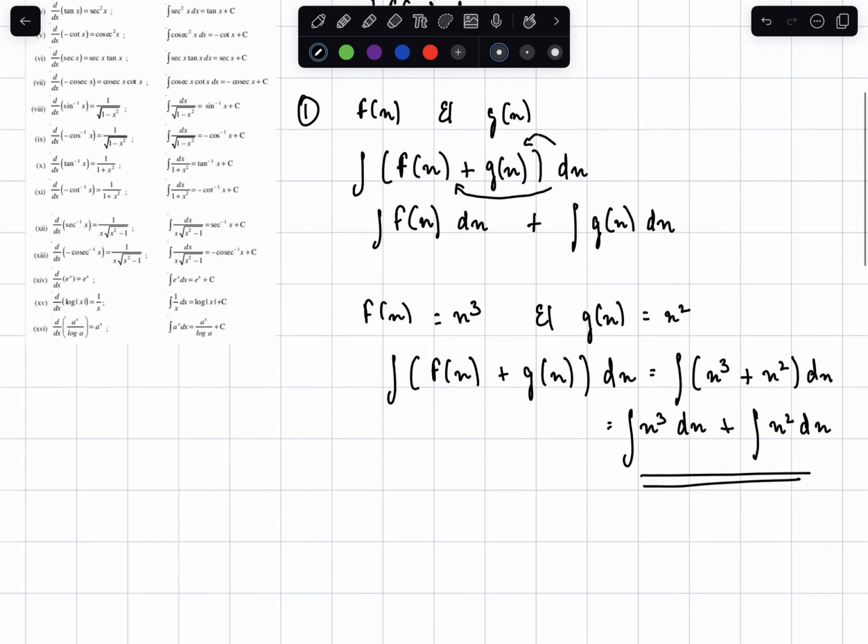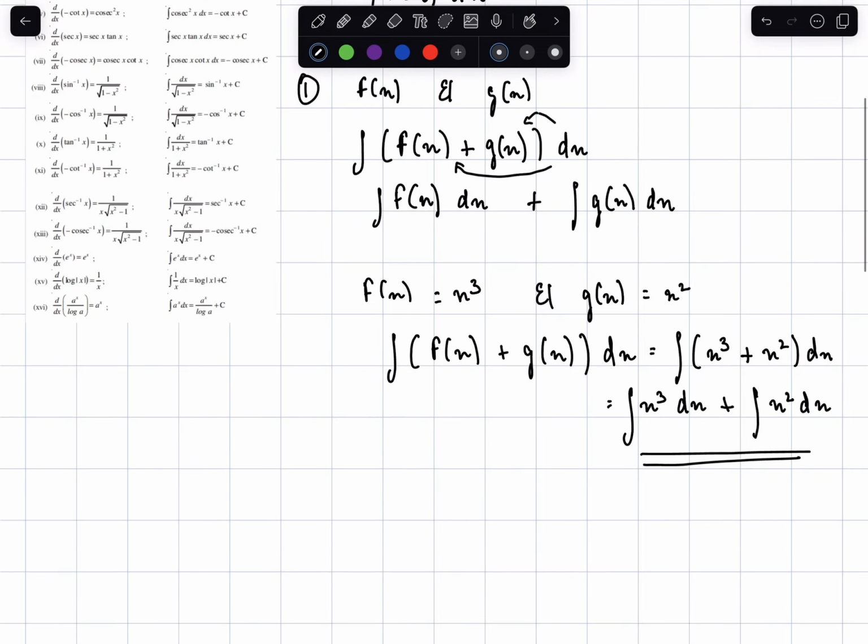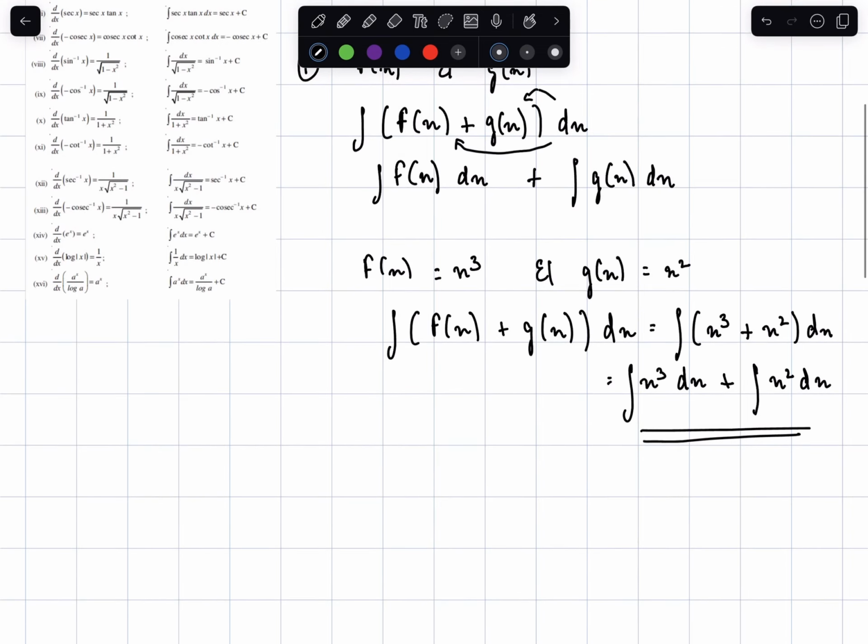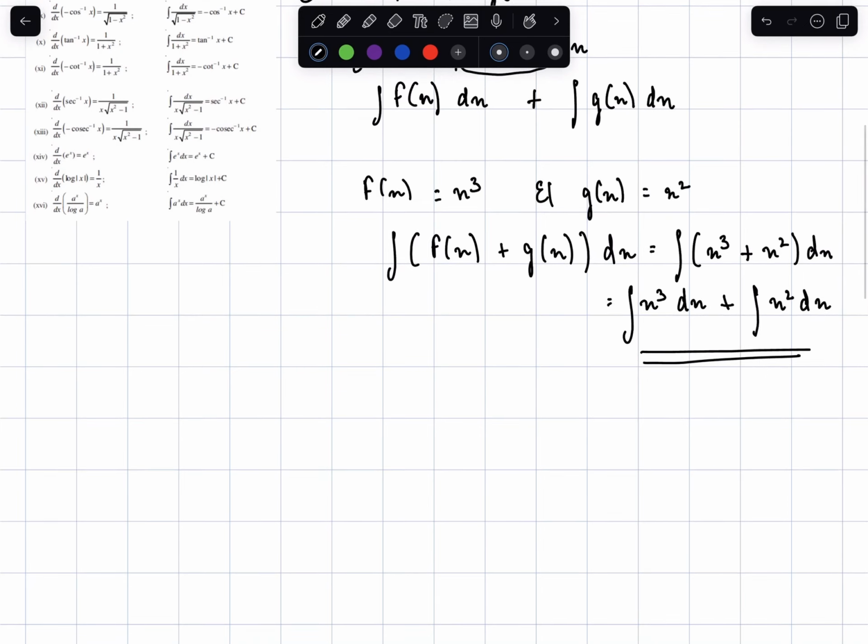Now supposing we have a constant multiplied to f of x. So let's say the constant is any value, a real number, a constant which is from the set of real numbers. So let's say the value k. Okay, k is a real number, and you have the integral of k times f of x dx.